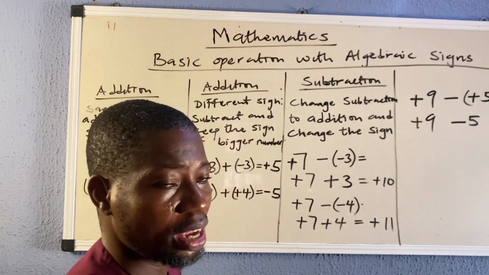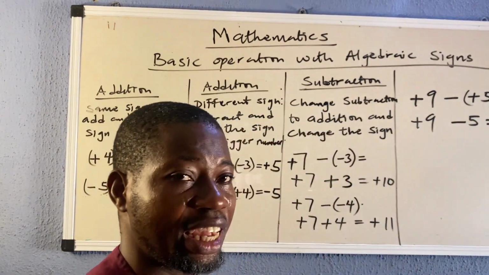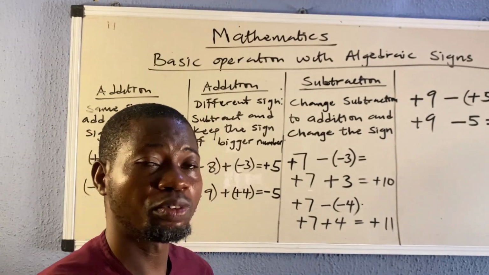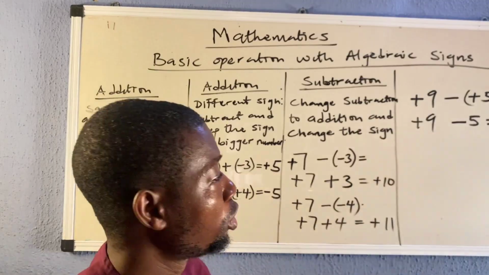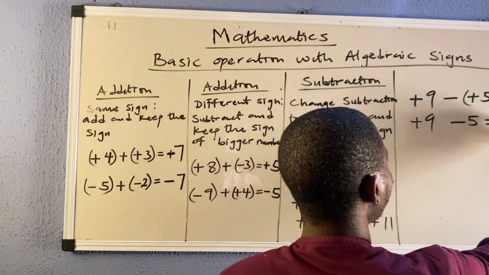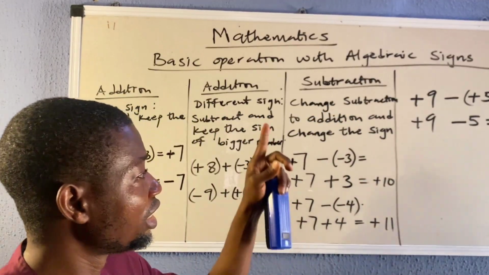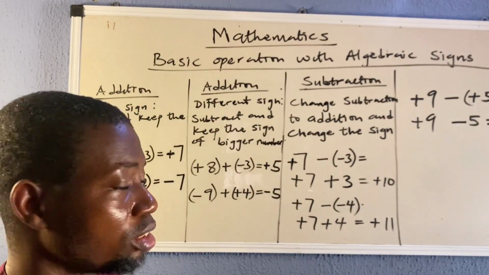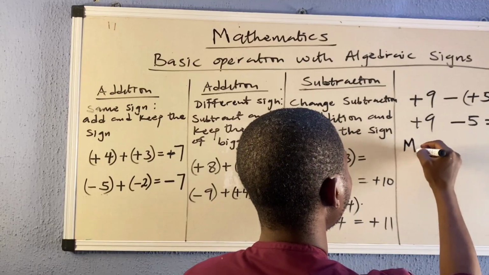Plus 9 minus 5 will give us what? It's like you are having 9 naira and you are owing 5 naira. So when you take away 5 from 9, what do you have? We have plus 4. So that is that about subtraction. Now, the one I said we are going to talk about is the multiplication.